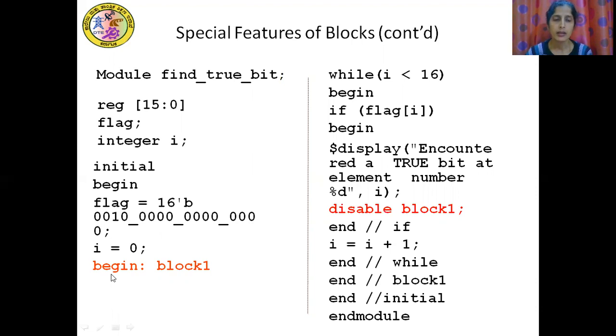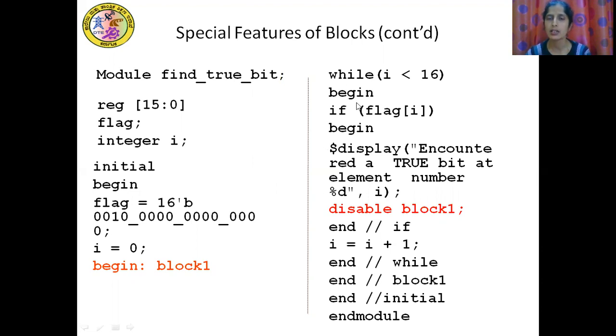Begin. We are beginning a sequential block here. So begin followed by the name of the block. The block is named block 1. Within this, we have some set of statements. While I is less than 16, if this condition is satisfied, then only the statements within this while loop will be executed. Here we have initialized the value of I equal to 0. Since 0 is less than 16, the while loop will be entered.